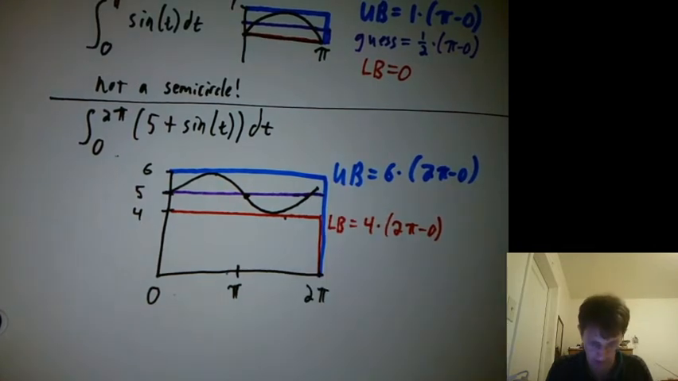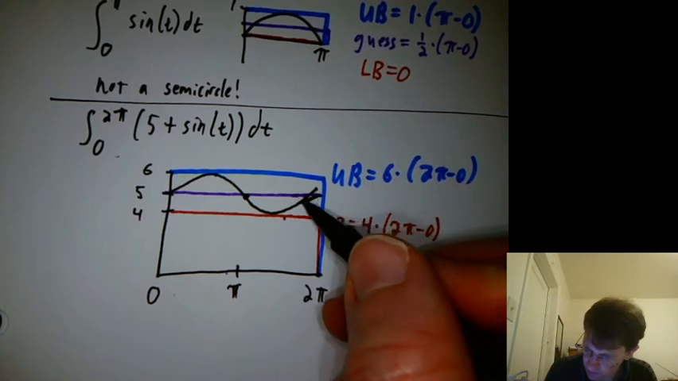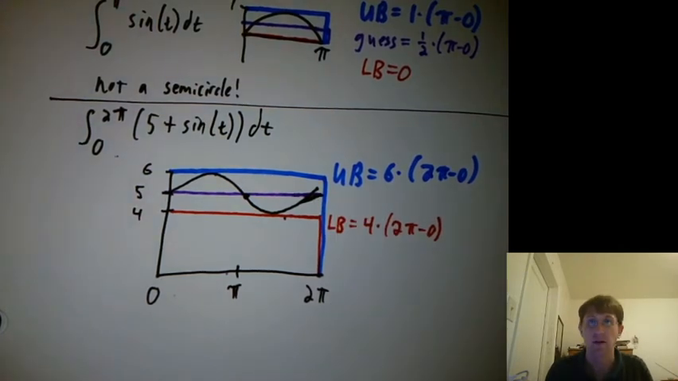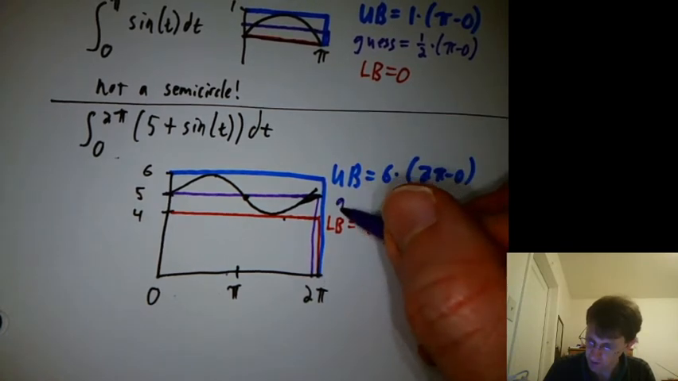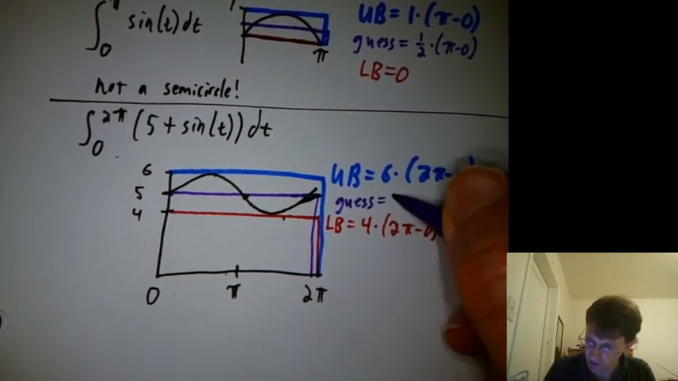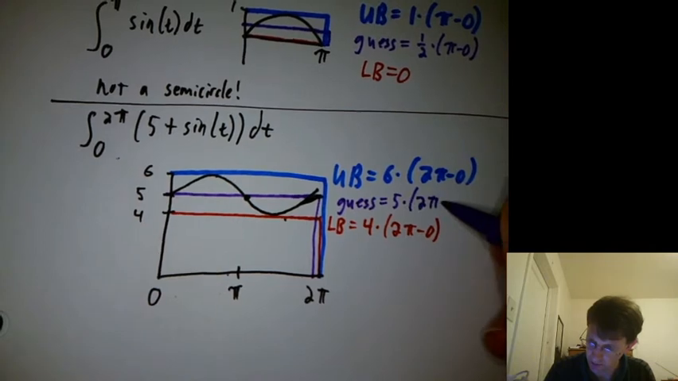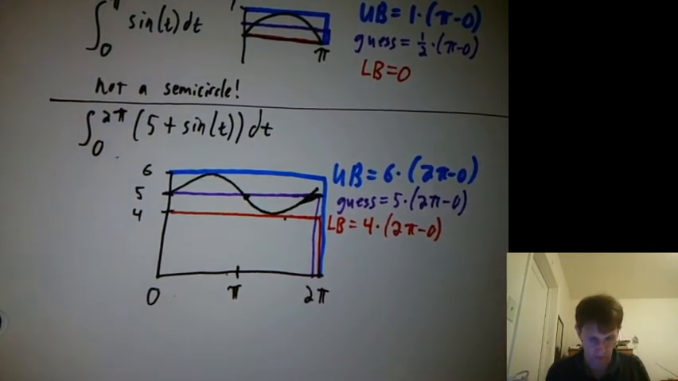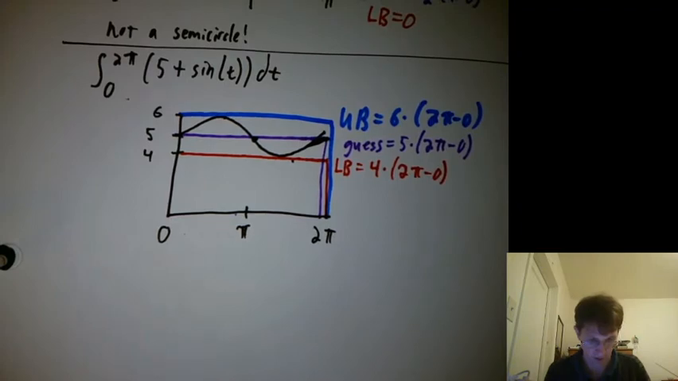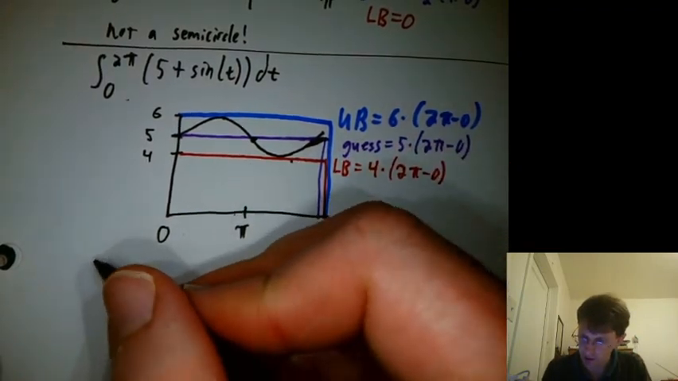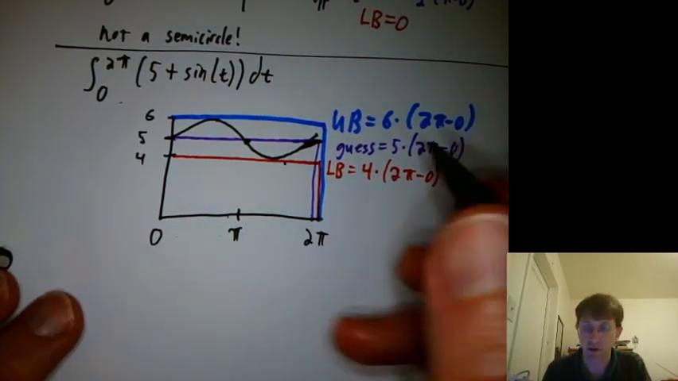Pretend that all worked out here. We know that this should be exactly touching 5 by the time we get there. So our guess would be 5 times 2 pi minus 0. And what do you think of that guess? Do you think that guess is perfectly accurate, or a little too high, a little too low? All right. So let's see this in chapter 5.1 and 5.2 terms.